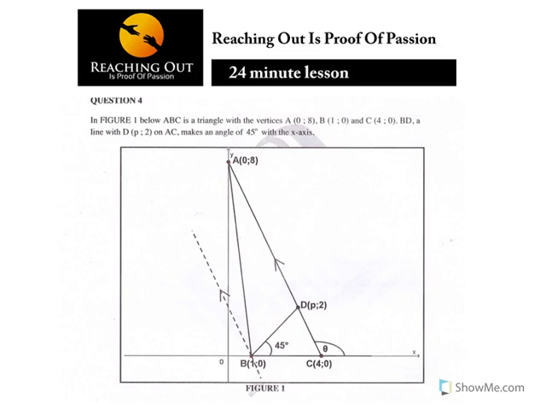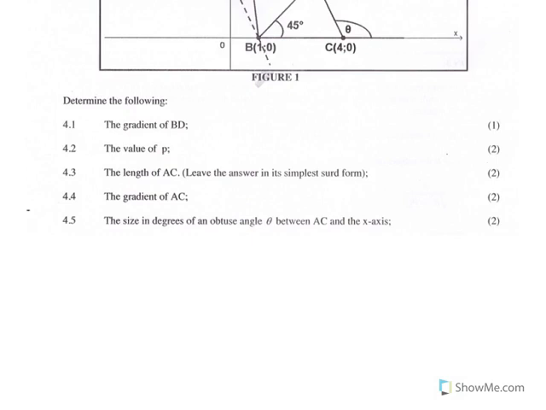And AC makes an angle of 45 degrees with the x-axis. Where is AC? It says BD, a line with D on AC, makes an angle of 45 degrees with the x-axis. As you can see, there is that particular angle that they're talking about, the 45 degrees. Now, having studied that, let's look at the questions. It says determine the following. 4.1, the gradient of BD.